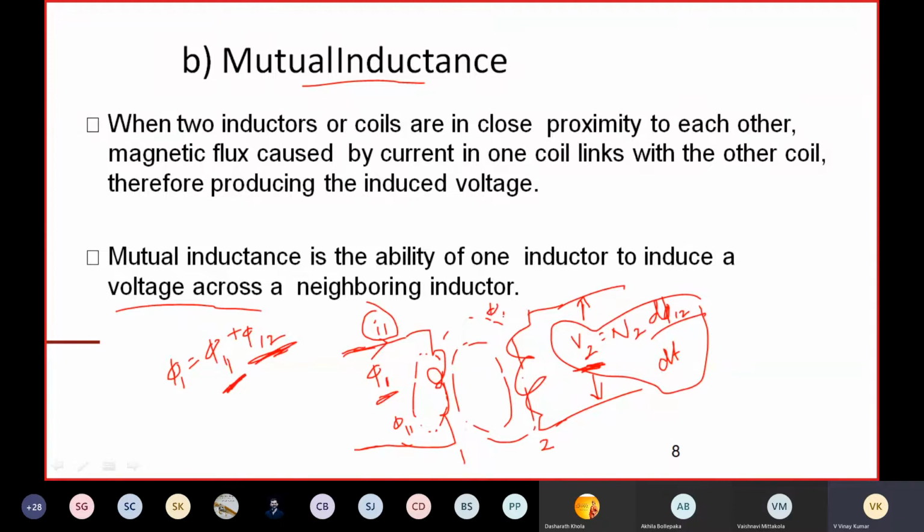That flux is called phi 1 2. Because of this phi 1 2, EMF will be induced in coil 2. Because of flux produced by coil 1, EMF will be induced in coil 2. That EMF is called mutual induced EMF. So when two inductors or coils are in close proximity to each other, magnetic flux caused by current in one coil links with the other coil, therefore producing induced voltage. That voltage is called mutual induced voltage.